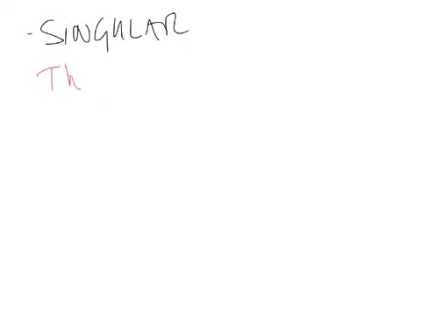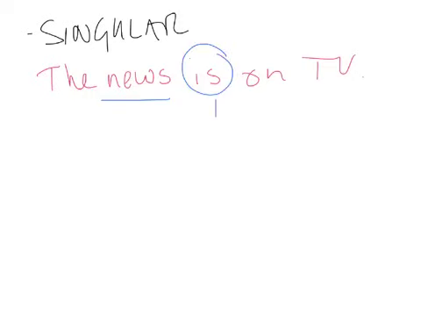Since we don't really count them and consider them as one entity, they should always be treated as singular objects, singular words. Therefore we need singular verbs. So for example, the news is on TV. We have the uncountable noun and the verb. The verb is singular and the uncountable noun is singular.